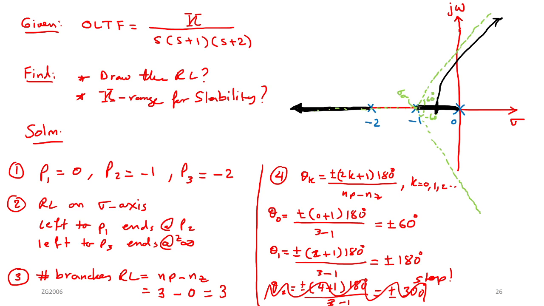The other branch will start from this pole when k equal to 0. And then as you increase k, it will go to the left. Then it will go to the same breakaway point and symmetrically it will follow this path, which is symmetrical to the above root locus.